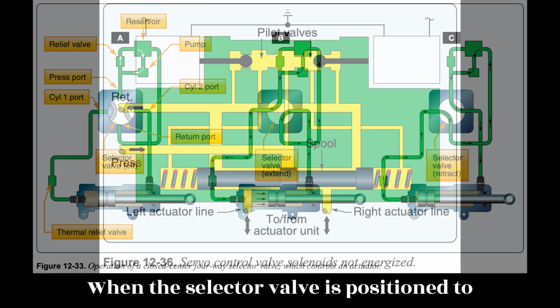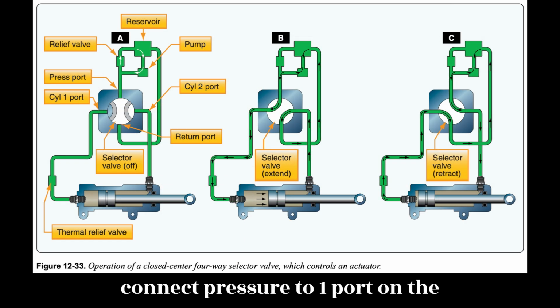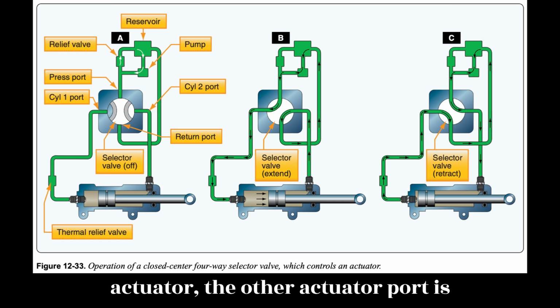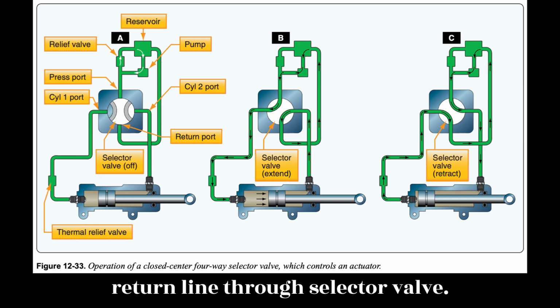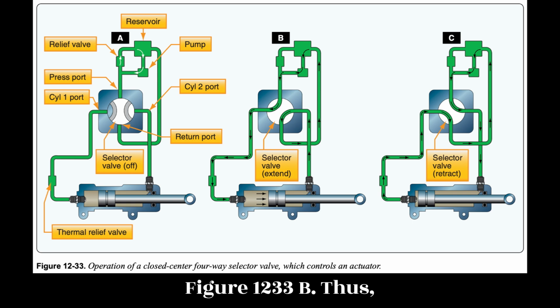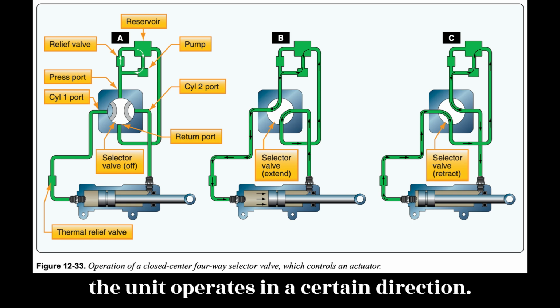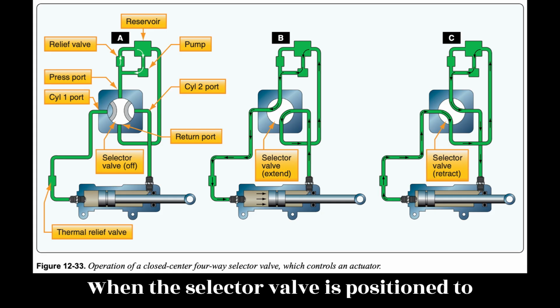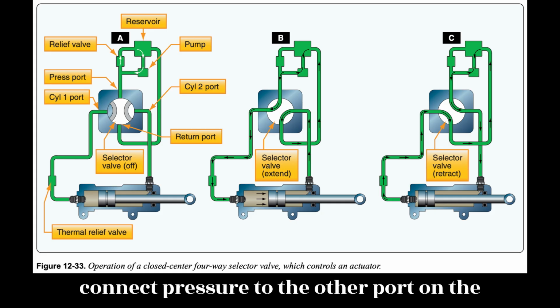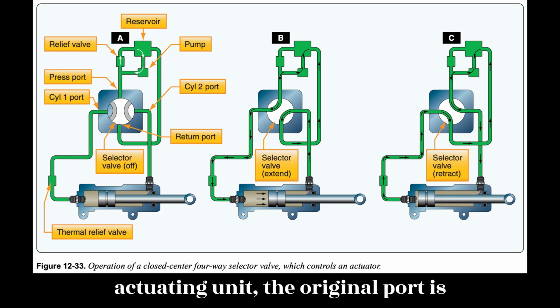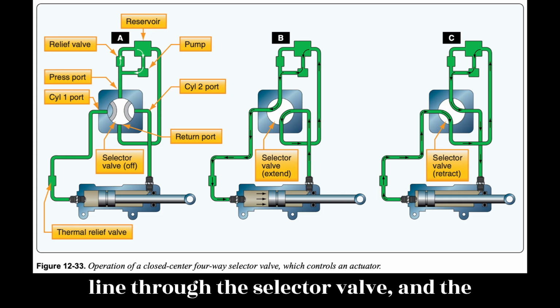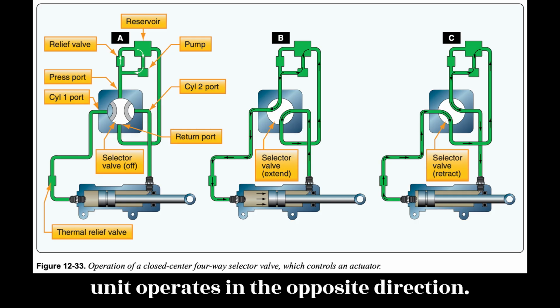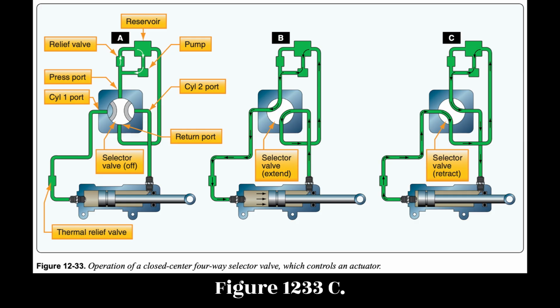When the selector valve is positioned to connect pressure to one port on the actuator, the other actuator port is simultaneously connected to the reservoir return line through the selector valve. Figure 12-33B. Thus, the unit operates in a certain direction. When the selector valve is positioned to connect pressure to the other port on the actuating unit, the original port is simultaneously connected to the return line through the selector valve and the unit operates in the opposite direction. Figure 12-33C.